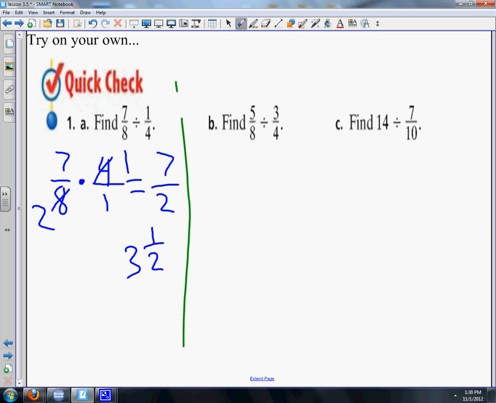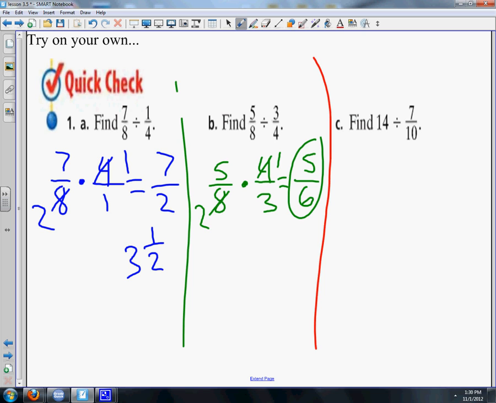Next, 5/8, keeping that one the same, just like the step says. Division to multiplication, flip the second number. Okay, so now we can cross-reduce and multiply, so that'd be 1, that'd be 2. 5 times 1 is 5. 2 times 3 is 6. There's our answer.